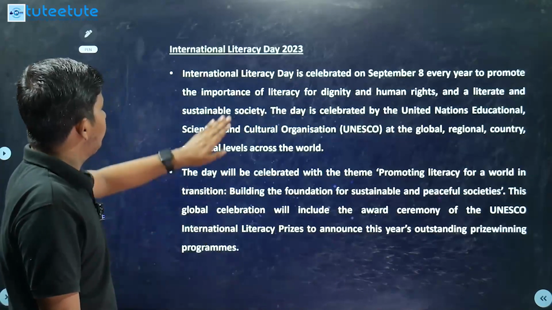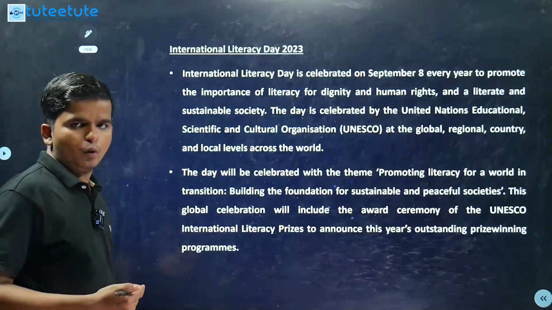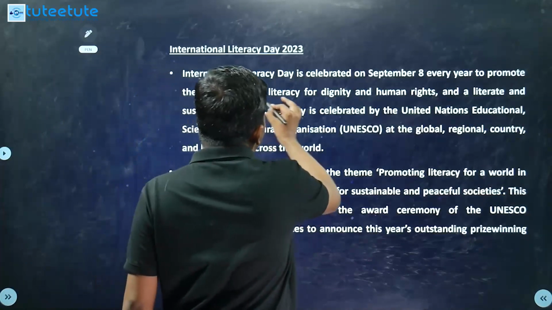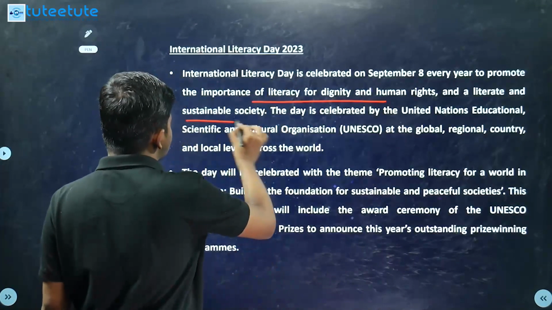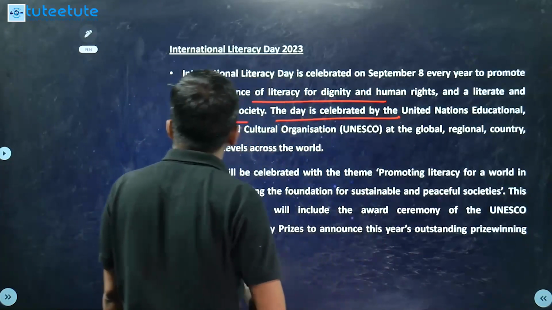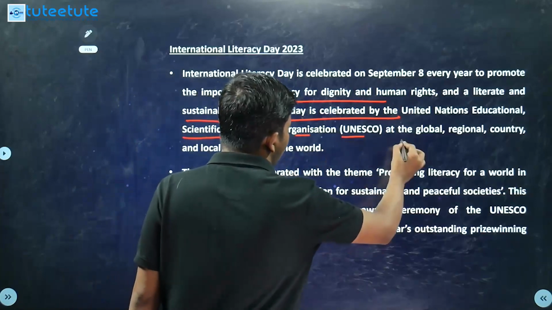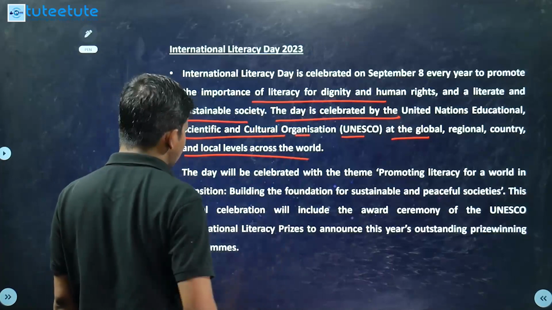Next one, International Literacy Day 2023. What's in the news? International Literacy Day is celebrated on September 8 every year. What's the aim of this? To promote the importance of literacy for dignity and human rights and a literate and sustainable society. The day is celebrated by the United Nations Educational, Scientific and Cultural Organization, that means UNESCO, at the global, regional, country and local level across the world.